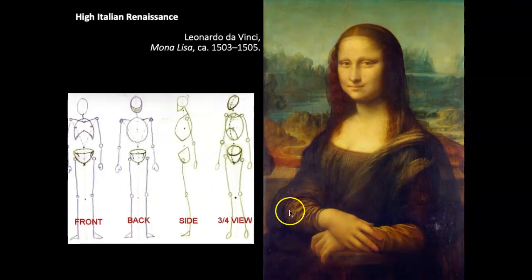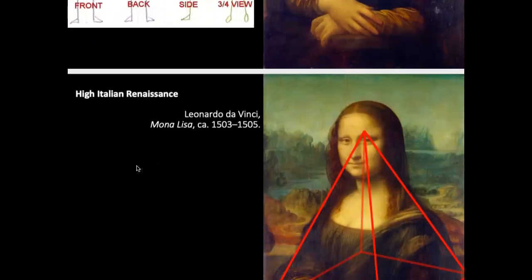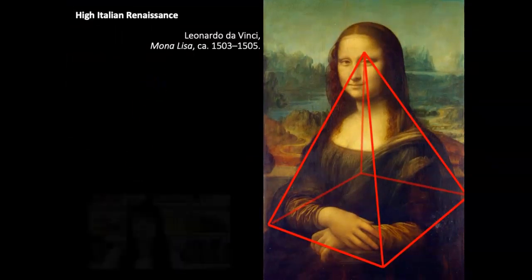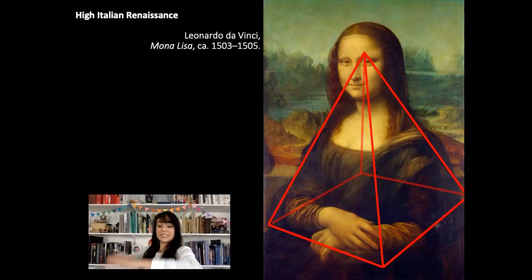Notice too how her arms and her elbows are placed. What is this type of composition? Yep, a pyramidal composition. Oh my goodness. So he's given us pyramidal composition to stabilize this spiral of energy. Leonardo, so clever.